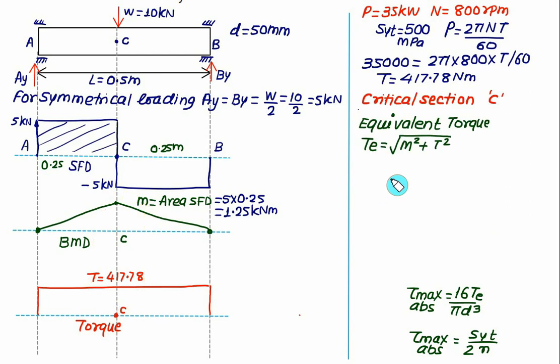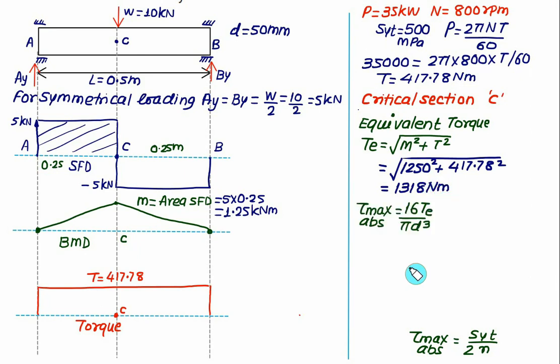So we have equivalent torque equal to under root of M square plus T square. So we have under root of M square, we have 1.25 kilonewton meter, which is 1250 Newton meter, square of it, plus we have torque 417.78, square of it. Find out the equivalent torque. You will get the equivalent torque approximately equal to 1318 Newton meter.